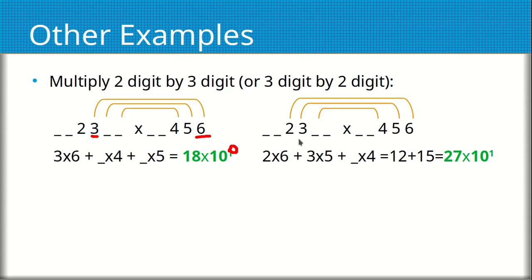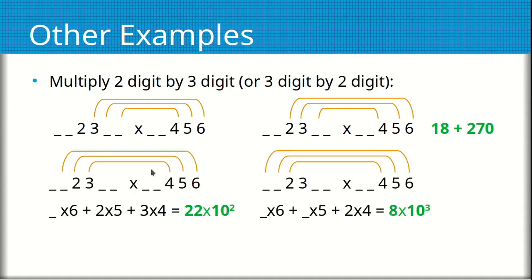Or is it? Oh, yeah, it is, because we've shifted over. So this is the second group. So we're now 2 times 6, which is 12. 3 times 5, which is 15. So that's 27. And the 4, the blank times the 4, which is nothing. And because this is the next group out, we get 10 to the 1. Okay, we do the exact same thing again, moving out further. We're in the 10 to the 2 group, we get 22, right? That's 2 times 5 is 10 plus 12.